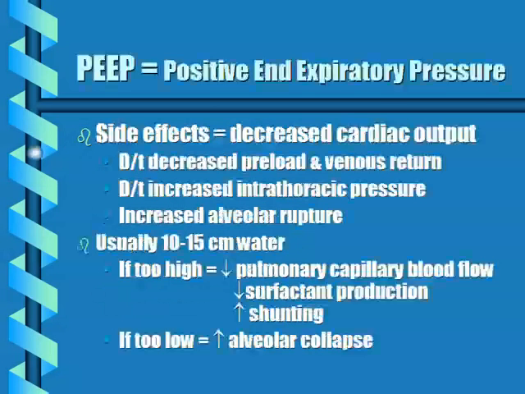PEEP stands for positive end expiratory pressure. Side effects, as we've already mentioned, are decrease in cardiac output. This is due to a decrease in your preload and in your venous return, due to an increase in your intrathoracic pressure, and an increase in alveolar rupture because of the pressure that's there. Usually PEEP is run around 10 to 15 centimeters of water. If it's too high, it will decrease pulmonary capillary blood flow, decrease surfactant production, and increase shunting. If it's too low, it will increase alveolar collapse.